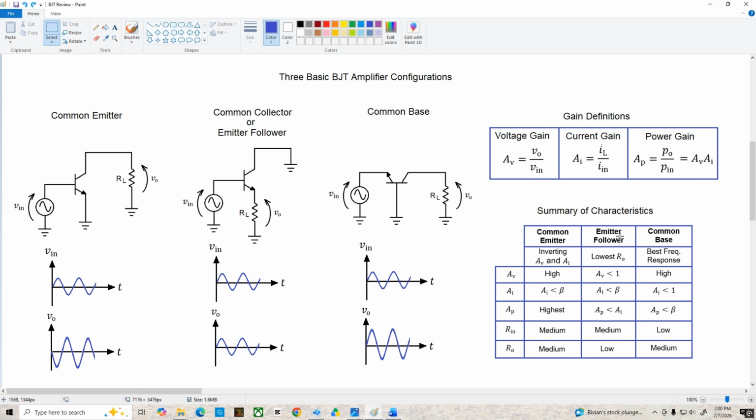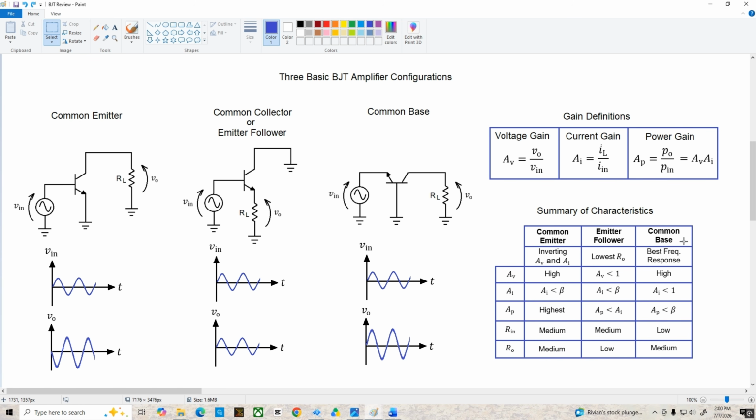Now, the emitter follower has the lowest output resistance, and that's the reason that we would use it. We'd be trying to drive a low resistance load, and having a low output resistance makes that feasible. It always has voltage gain less than 1. Its current gain is always less than beta, and its power gain is always less than its current gain, which is also less than beta. It's got a medium input resistance, low output resistance.